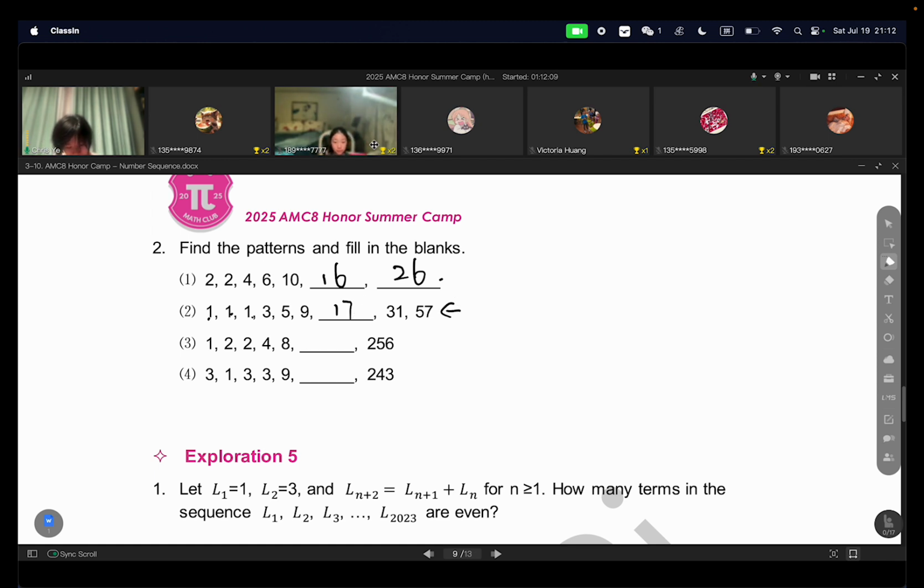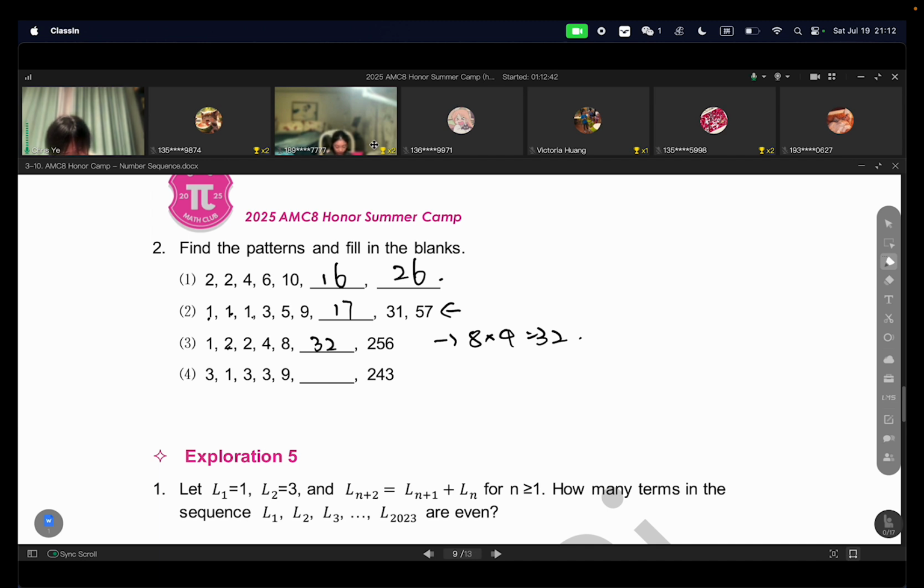So the third one is 1, 2, 2, 4. It seems that starting from the third number, the following number is the product of the previous two numbers. So 4 is 2 times 2, and 8 is 2 times 4. So the next number is going to be 8 times 4 equals 32. The pattern is going to be quite similar, but different for each sequence. And for these types of problems, you will have to try and figure that out yourself.